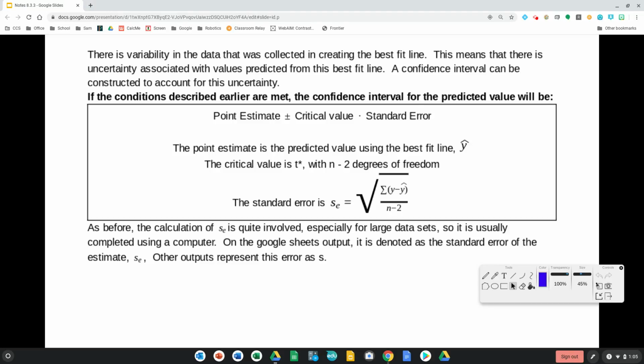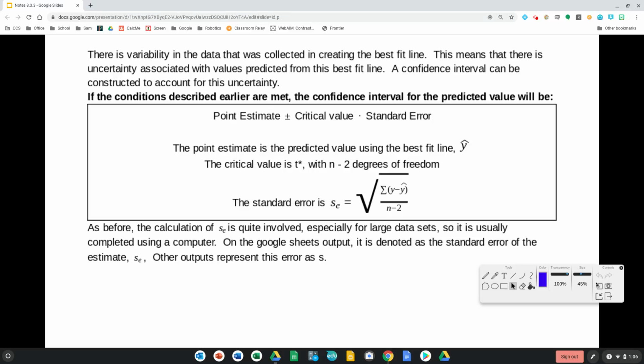We also still want to make sure that our data comes from some kind of random sample or random survey. As long as those conditions are met, our confidence interval is going to be very similar to what we've done in the past. It's going to be a point estimate plus or minus a critical value that we look up times our standard error. In this case, our point estimate is the estimate that we would make from our regression line.